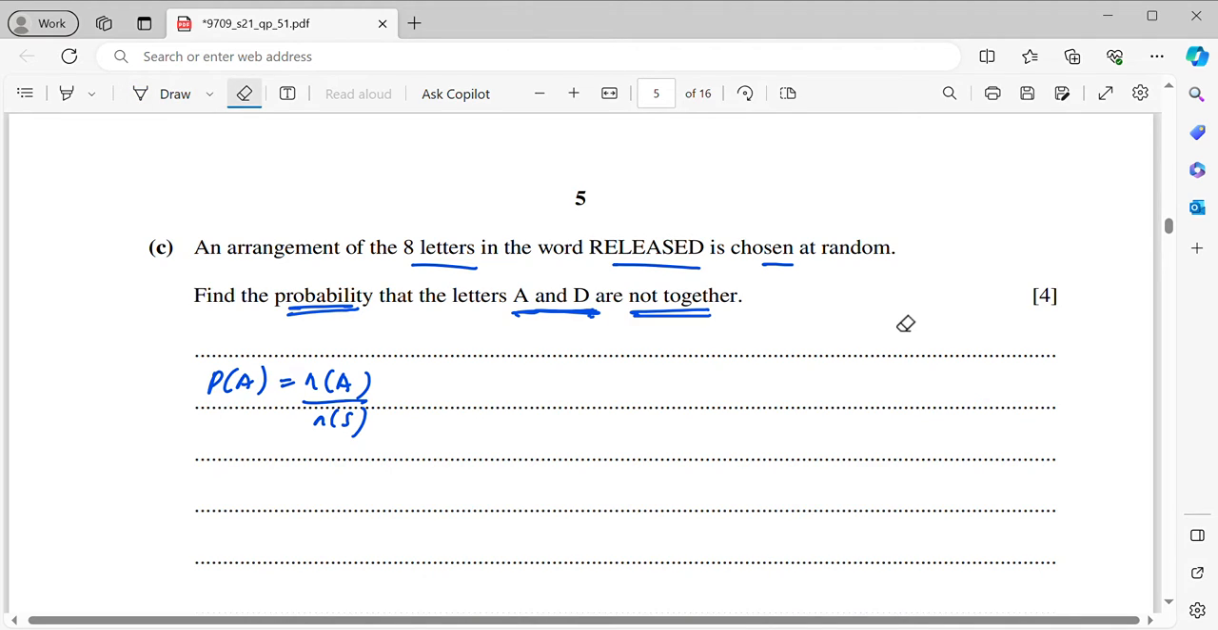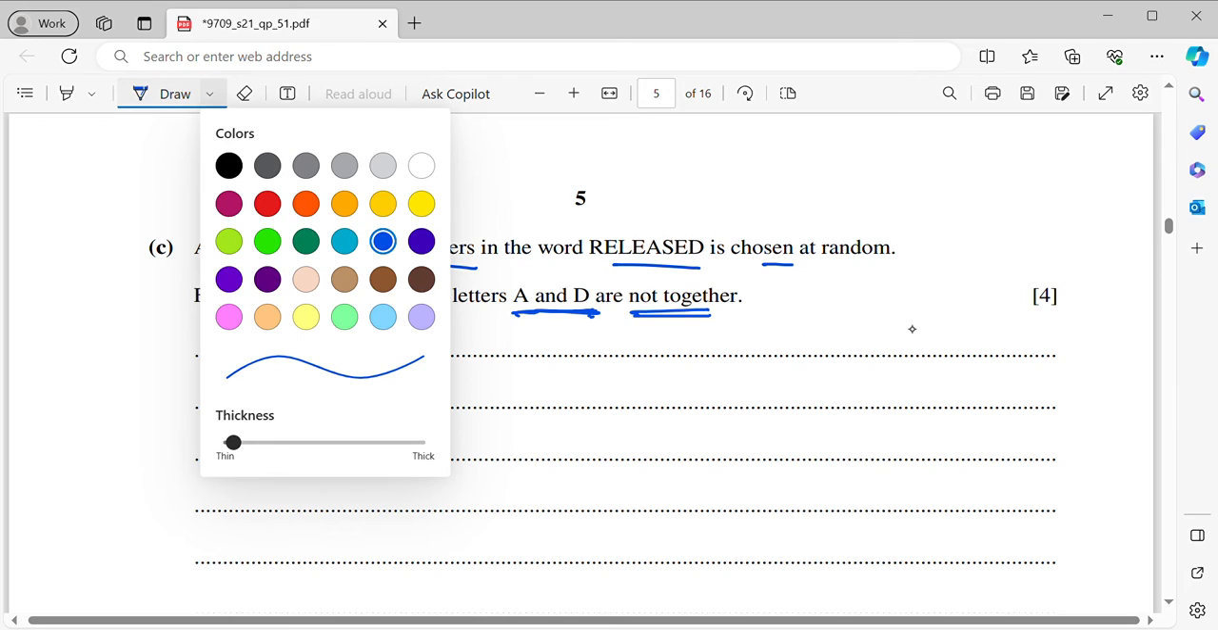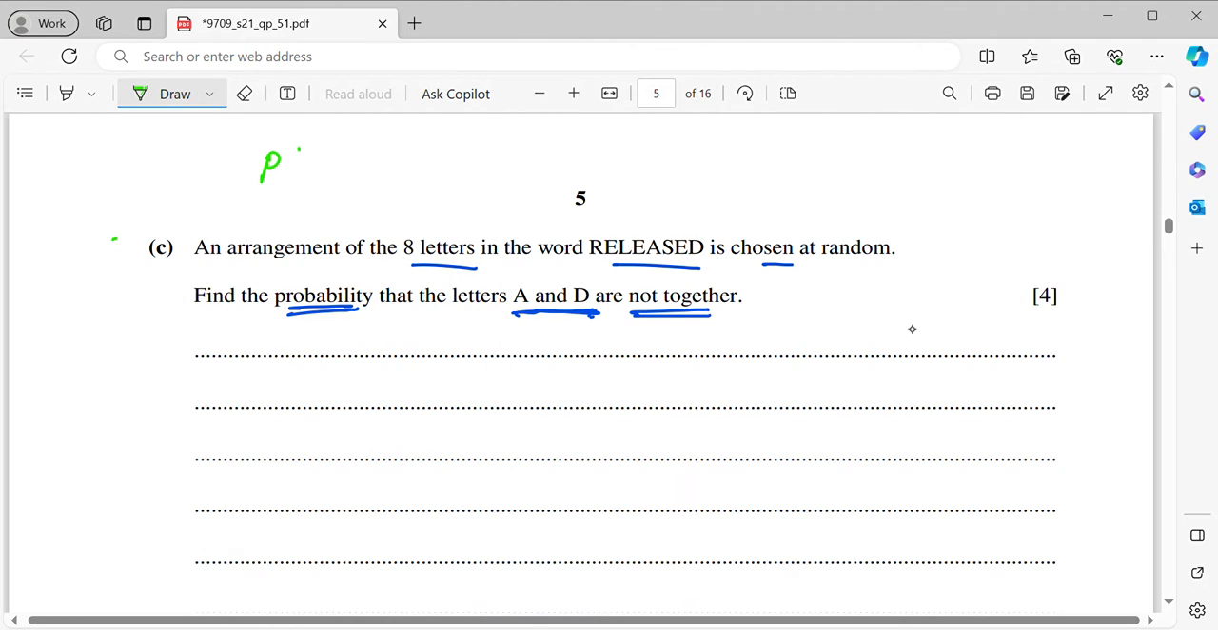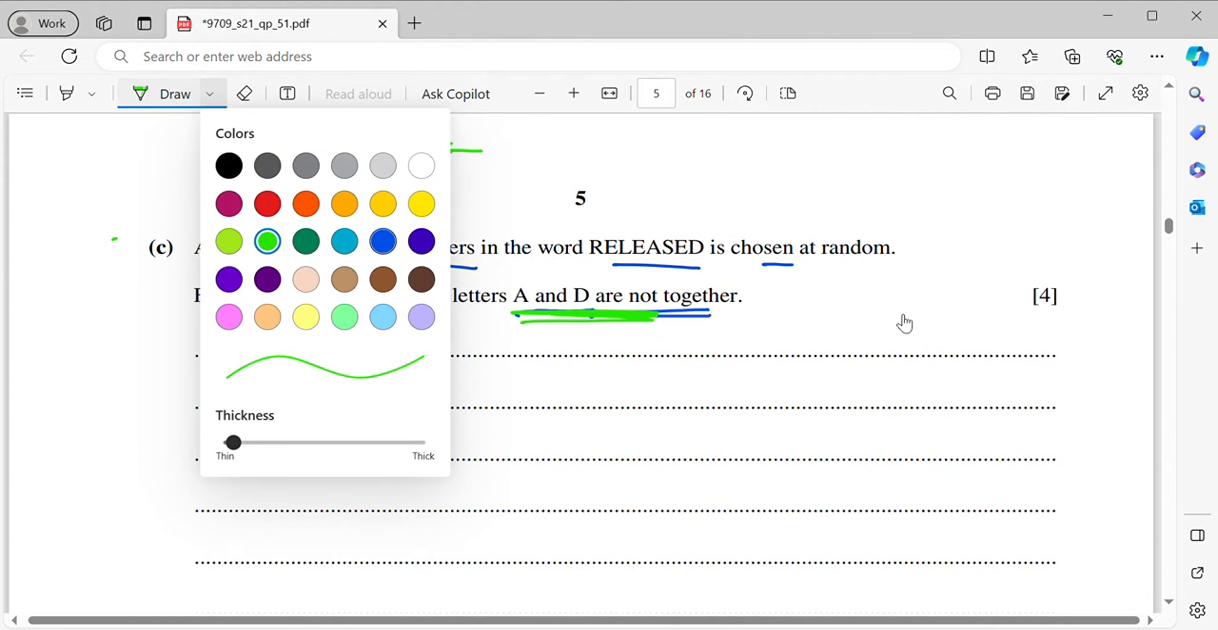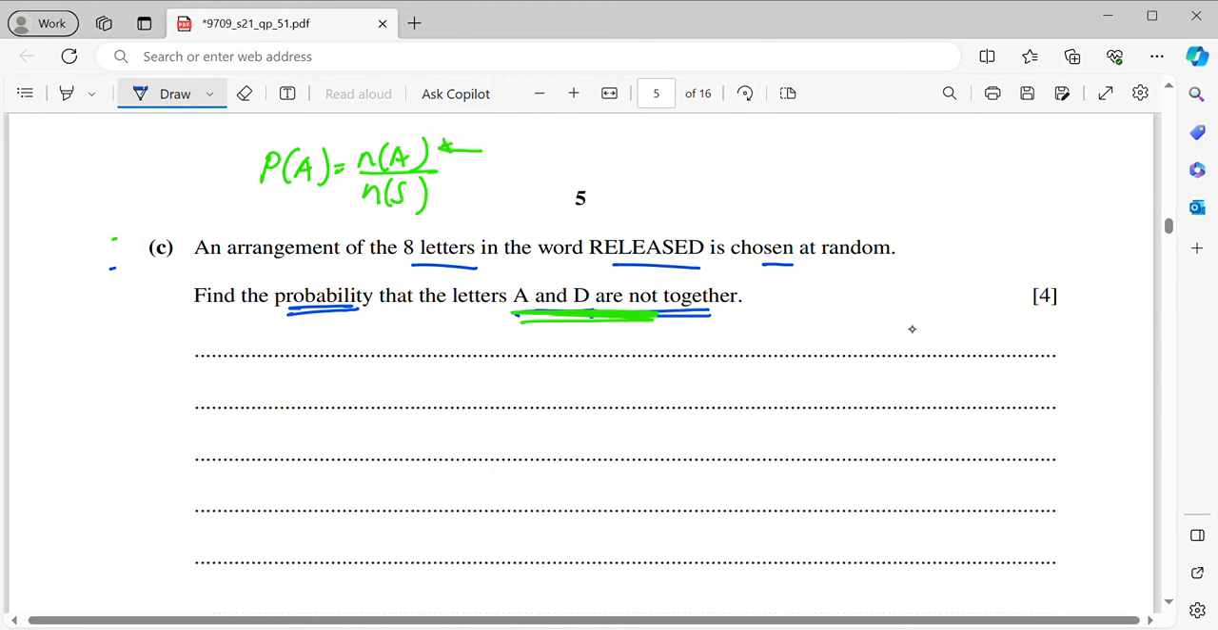So this is just a guideline, so I will use another color for rough work. P(A) is N(A) over N(S). Now I need to find how many arrangements satisfy this condition. A and D are not together, so I will have R, E, L, E, and I exclude A and D first, then the other E.